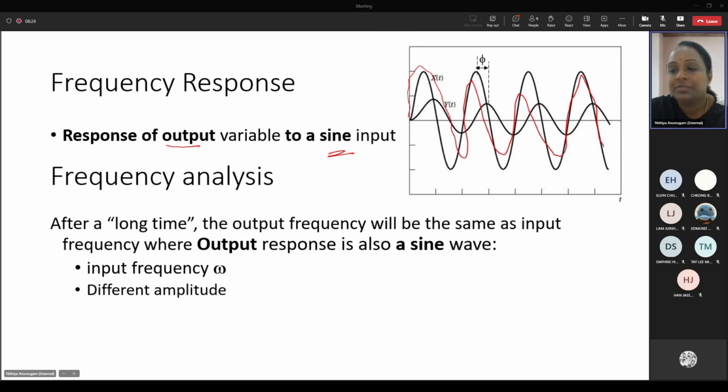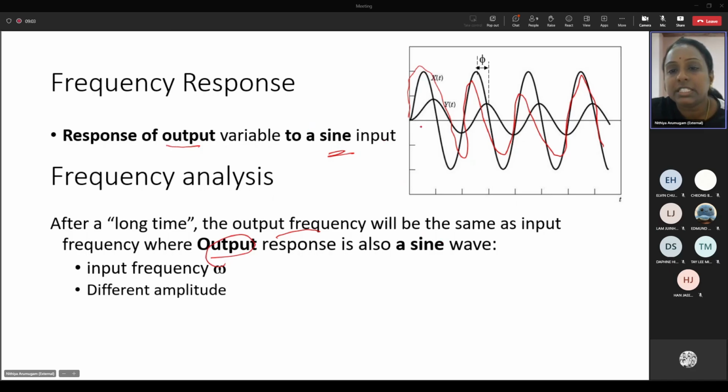Okay. What is frequency response? Basically, it is how a system responds when it is excited by oscillations of different frequencies. And why is it very useful for us? It can lend information and powerful control design techniques for us to analyze. Okay. Now, in frequency analysis, after a long time, the output frequency will be the same as the input frequency, where the output response is also a sine wave.